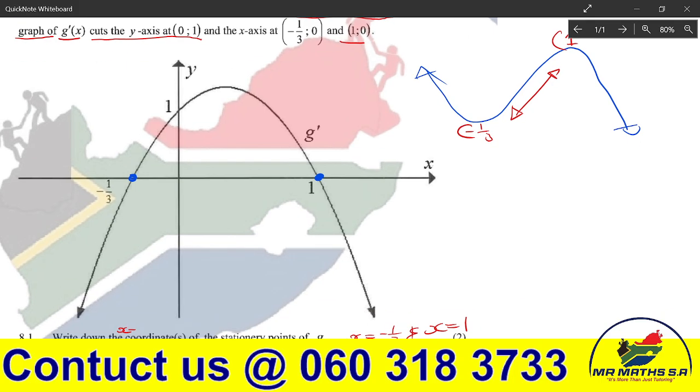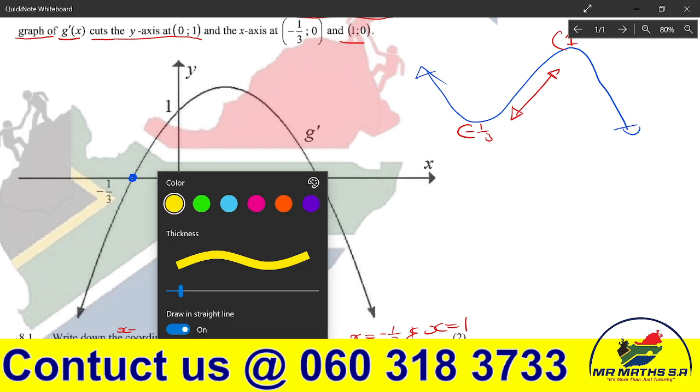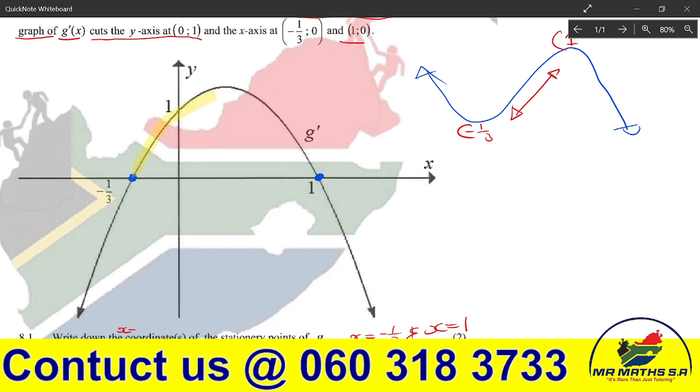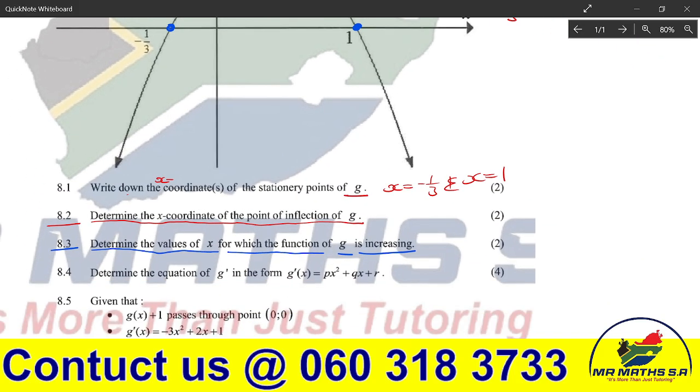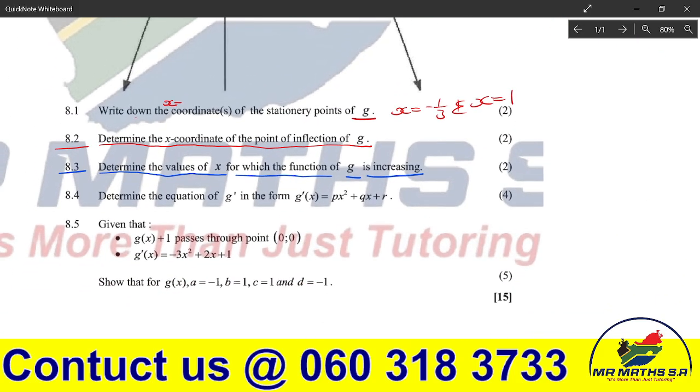You could also have just looked at it, if you have drawn this graph, where is it positive? It's positive here, because it's on top. You can take it from that as well. You didn't necessarily need to, but it's fine. I like your approach. So the answer there: when x is less than 1 but at the same time greater than negative 1 over 3, our function is increasing. You take that 2 marks.